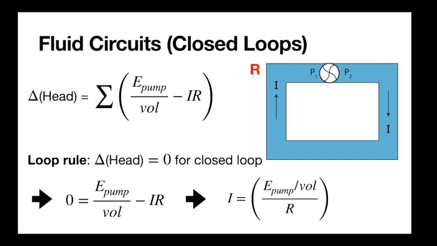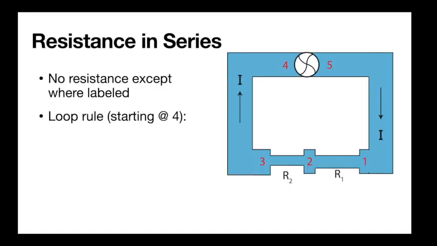So let's take a look at when we have resistors in series. In this case, now we have a circuit where we have 2 sections of pipe with resistance. We'll say there's no resistance outside of these 2 sections, but here we have R1, here we have R2. So let's use our loop rule again. We'll go around from point 4 to point 5, down through here, through R1, around the circuit. So if we do that, we start with 0. That's our total head when we go around the loop. And that's equal to the energy we get from the pump, E pump over volume, minus IR1, minus IR2, back to the end.